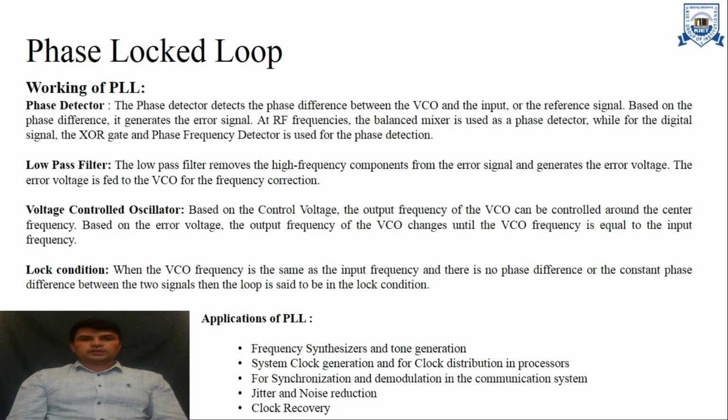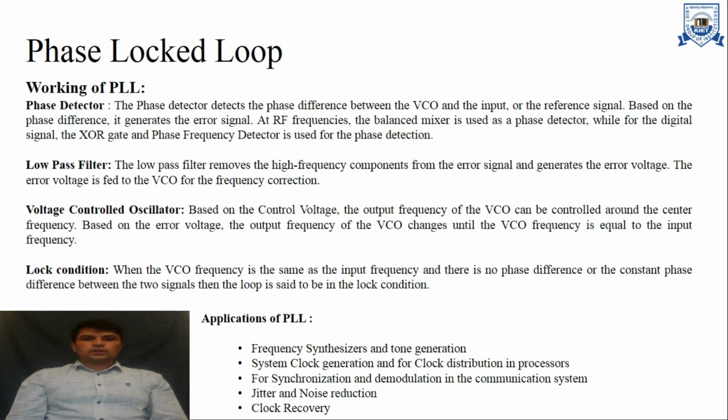First component is the phase detector. The phase detector detects the phase difference between the voltage controlled oscillator and the input or the reference signal. Based on the phase difference, it generates the error signal. At radio frequencies, the balanced mixer is used as a phase detector, while for digital signals the XOR gate and phase frequency detector are used for the phase detection.